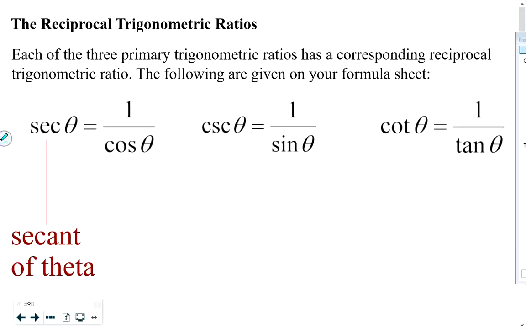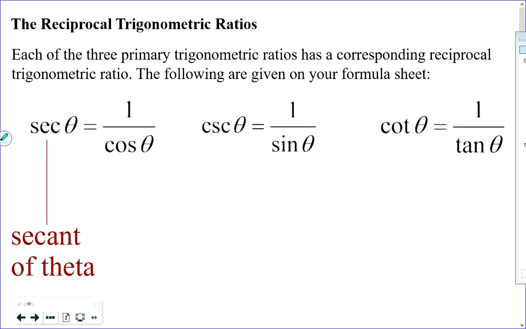So I'll talk more about this in just a minute or two, but when I say the secant of theta is equal to 1 over the cosine of theta, I'm just saying that the secant of theta is the reciprocal of whatever cosine of theta is. If cosine of theta is root 2 over 2, then secant of theta is 2 over root 2. It's just the reciprocal. It doesn't necessarily mean you have to write 1 over something.